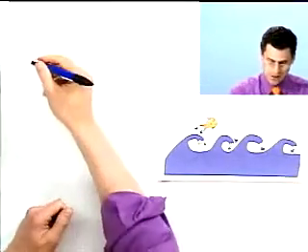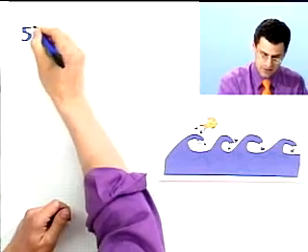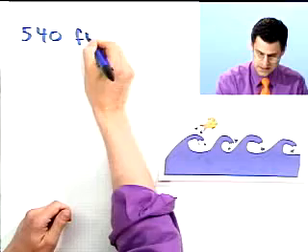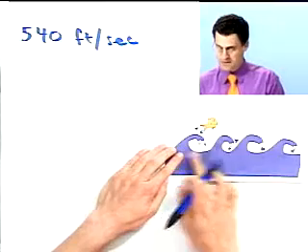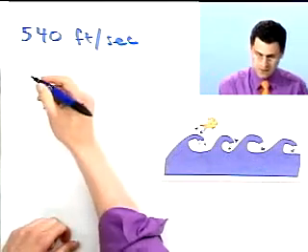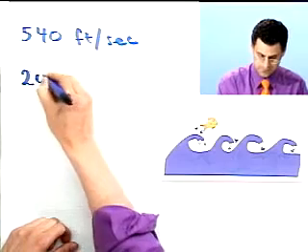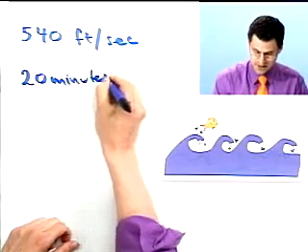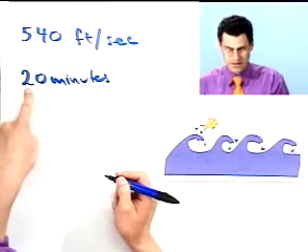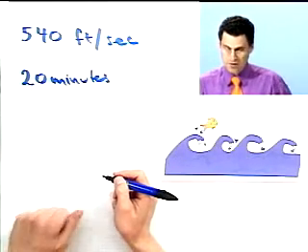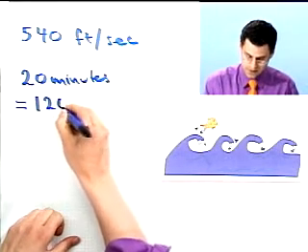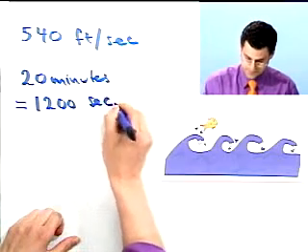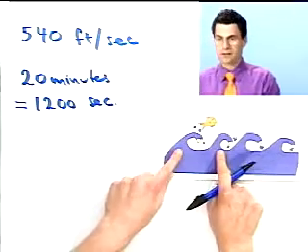What do I know? I know that the waves are traveling at a rate of 540 feet per second. And I know that it takes each of these waves 20 minutes to get through to the next period. So the period of the wave is 20 minutes. Now, I'm going to have to get all this in the same units. Here we're talking about feet per second. So to get this into seconds, I better take this and multiply it by 60, and that equals 1,200 seconds. So that's how long it takes to get from here to here.